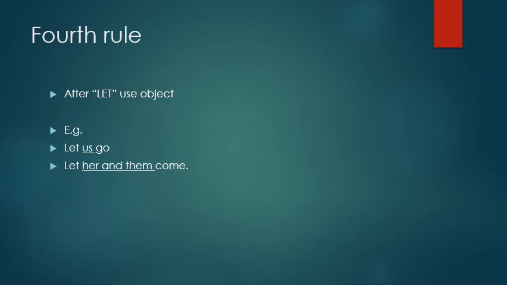The fourth rule is that after let, use the object form of the pronoun. For example, let us go. Let her and them go. Once again, most of the problems are when there are two or more of the pronouns after that. So people used to say, let him and I go. The I over there is wrong. You say, let him and me go. You understand? Right, I believe you're following. Good.